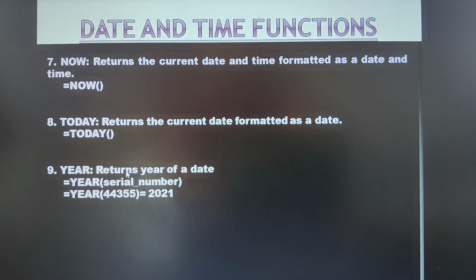This one would return you the year of a date, but here the input we should give is the serial number. So here I have given the serial number as 44355. This serial number is actually indicating some date in Excel. When I pass this particular serial number, I got the year 2021. Now all these things I'll be showing you practically, how it is performing. Fine? Okay, let us move on to the Excel here.